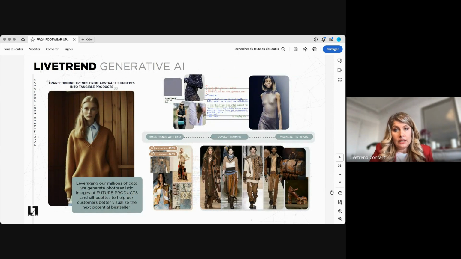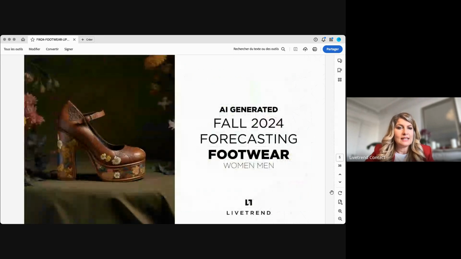And as fashion innovators, we are at the forefront of fashion tech and keeping up with all the latest developments. So today we will show you how at LiveTrend we can translate the millions of data we analyze into product images that transform the right set of trends into pictures of future bestsellers. So as you can see here, all those images, and a lot of images that you will see, we will point out which ones are generated by artificial intelligence. So they are not real product pictures, but they are generated by artificial intelligence. But now let's start with our AI-generated forecasting.